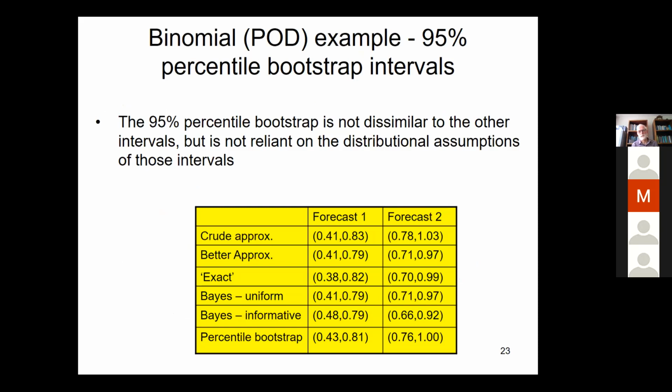When I looked at this one earlier, I said the percentile bootstrap interval is not very different from any of the others, but the one thing it has going for it is it doesn't make any assumptions at all. The first couple use Gaussian assumptions. The Bayes ones use prior information, which you've got to get from somewhere.